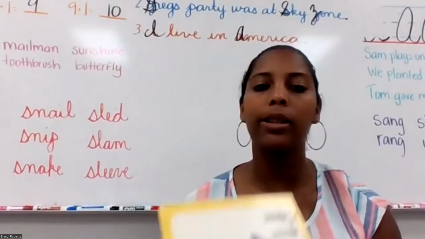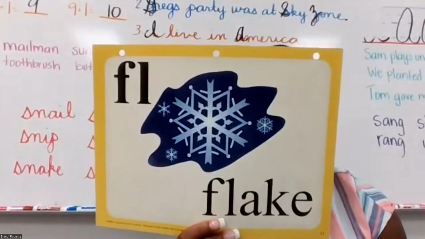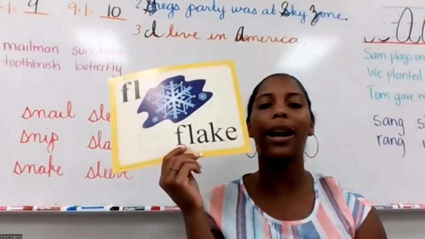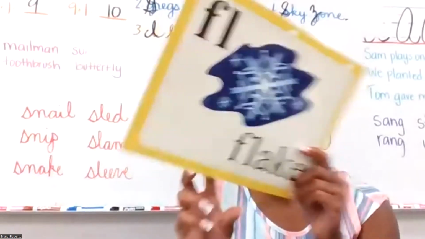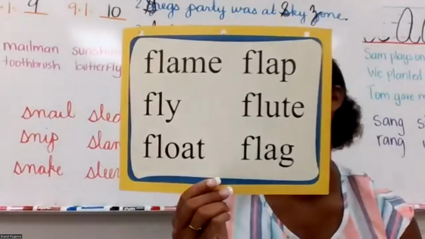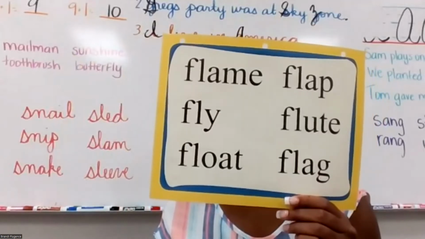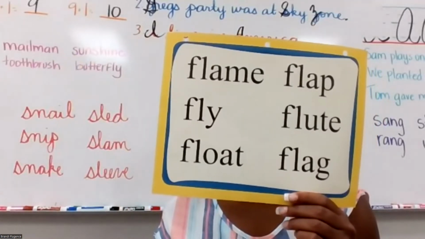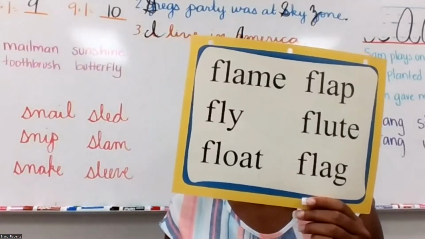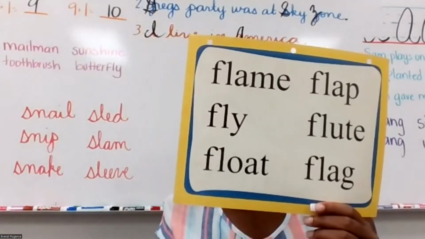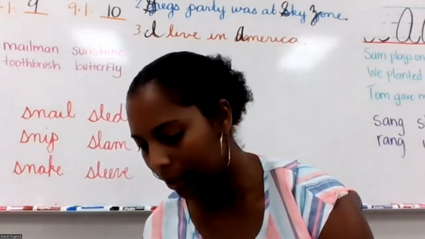Okay, and our last one, FL says full, and flake. This is something that has 13 stripes, 7 red, 6 white, and a field of blue. It is a what? It has 13 stripes on it. Flag. Good. Awesome. Good job.